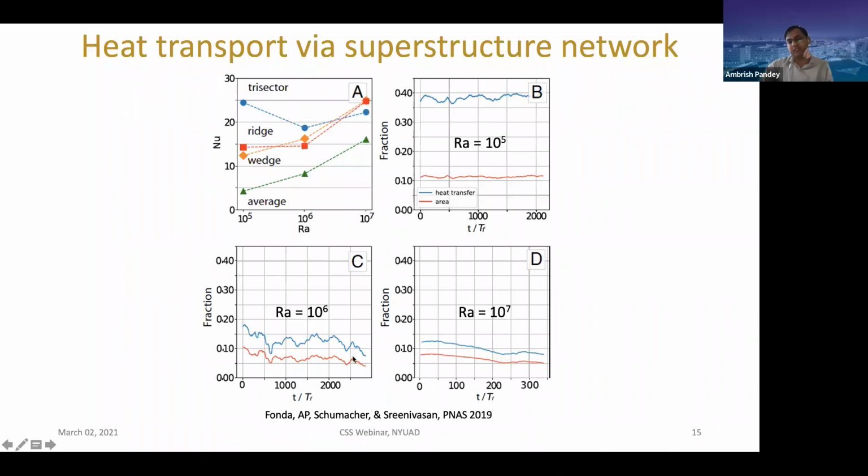So turbulent fluctuations contribute more to the heat transport, but the area occupied by the network is also decreased. For Rayleigh number 10 to the 7, it's decreased to an even lower value. So we found that with increasing Rayleigh number, or increasing thermal driving force, more and more heat is transported due to turbulent fluctuations. But the contribution from superstructures is also significant.